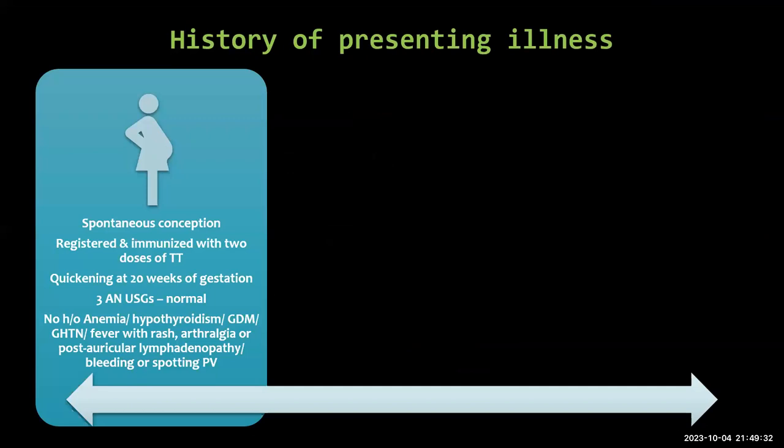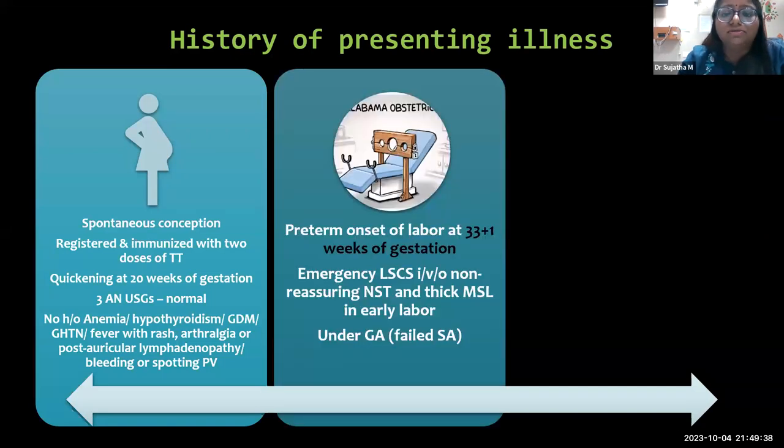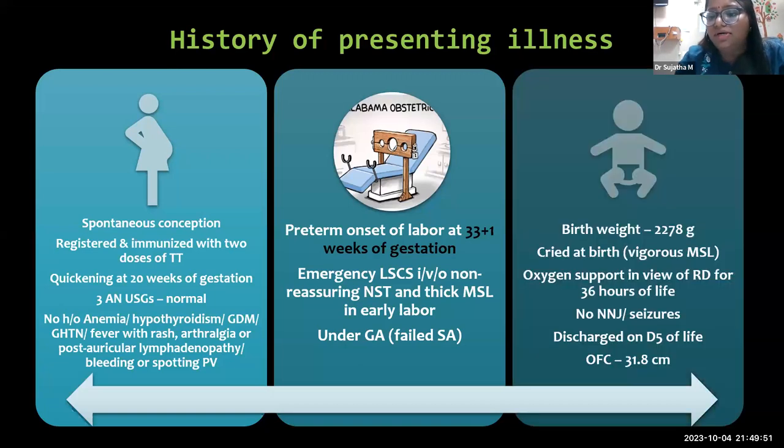To begin with, I would like to start the history from the antenatal period. It was uneventful till 33 weeks of gestation. There was a preterm onset of labor at around 33 weeks, and an emergency LSCS was done under GA in view of a non-reassuring CTG and thick meconium-stained liquor in early labor. The baby's birth weight was 2,078 grams, and the baby cried at birth. The child developed respiratory distress at 2 hours of life, for which the child received oxygen support for 36 hours. There was no history of neonatal jaundice or seizures during the NICU stay, and the baby was discharged on day five of life with the OFC documented at discharge of 31.8 centimeters.